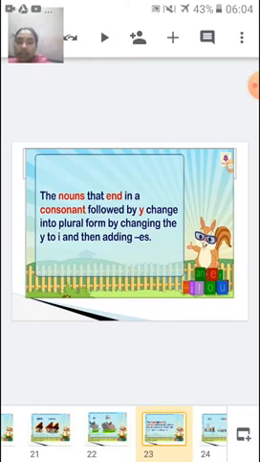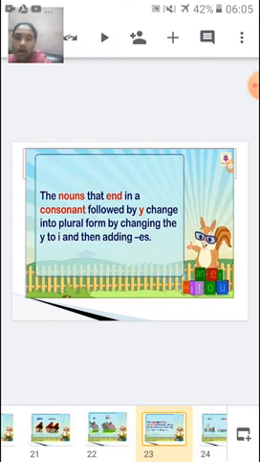And next we have another rule that says the nouns that end in a consonant followed by Y change into plural form by changing the Y to I and then adding ES. So let me repeat, the nouns that end in a consonant. What is a consonant, children? A consonant is nothing but the letters of the English alphabet leaving out A, E, I, O, U. All the other letters are called consonants.